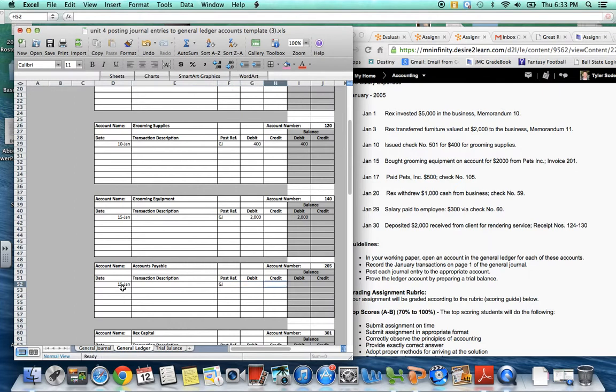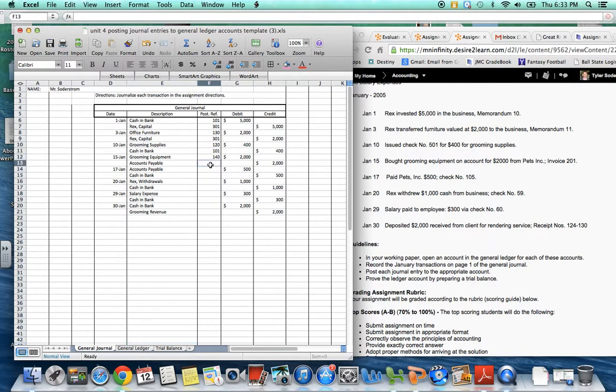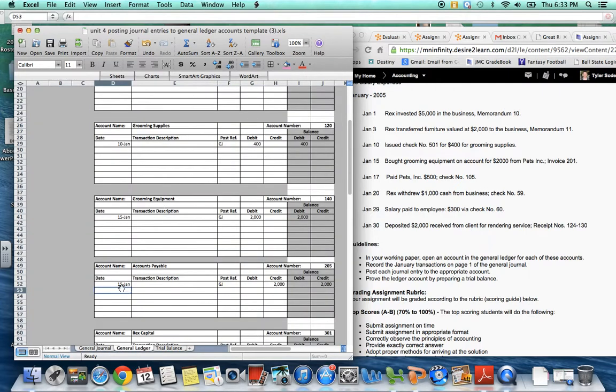GJ for my post reference. I'm posting a $2,000 credit. Have no balance, so 0 balance plus a $2,000 credit equals a $2,000 credit. Go in and fill in my post reference. Next one, on January 17th, I am posting a $500 accounts payable. So this is on January 17th. I just posted this credit here.